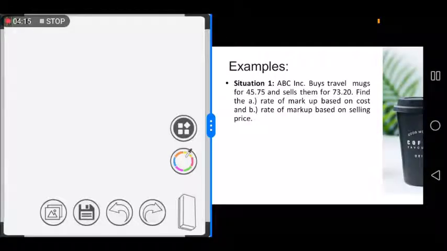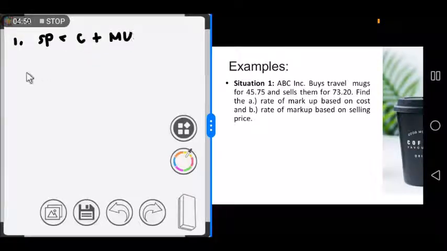For our first example, ABC Incorporated buys travel mugs for $45.75 and sells them for $73.20. Find the rate of markup based on cost and the rate of markup based on selling price. Okay, so for the first step, of course we need to know the markup. To get the markup, all we have to do is subtract the two. So, where did that come from again? Selling price is equal to cost plus markup.